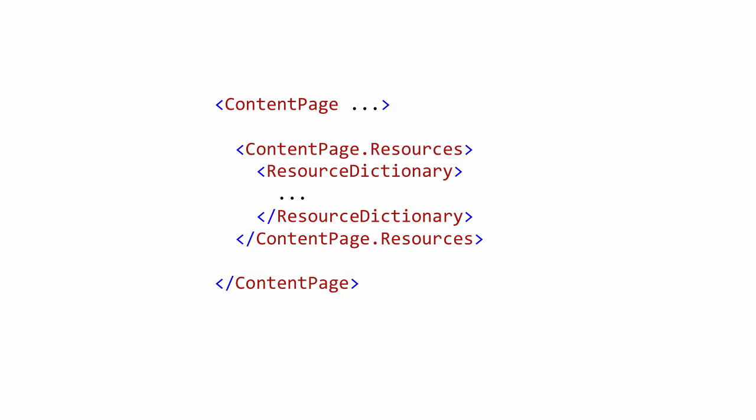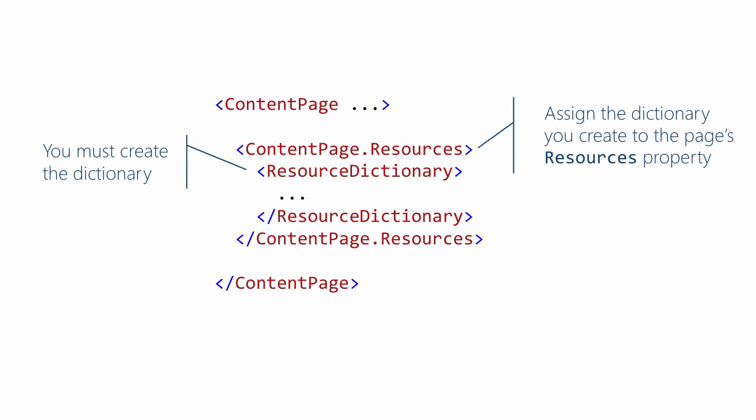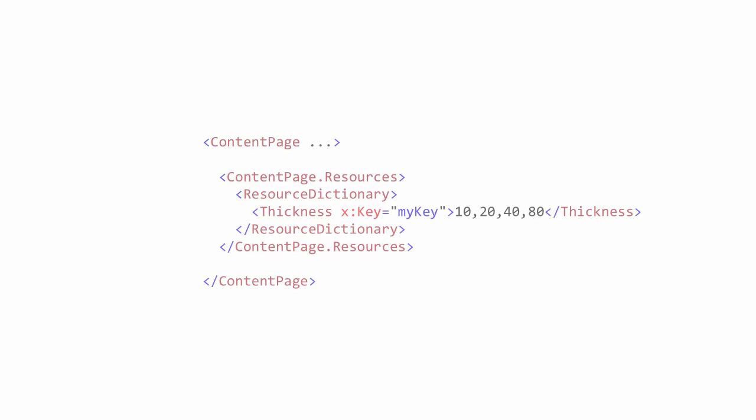The page's Resources property will be null by default, so you need to create a ResourceDictionary object. Resources are most often created in XAML. You declare them inside a resource dictionary. When adding to a dictionary, you need to specify the key and value. Use x:Key to set the key. The object you create becomes the value.